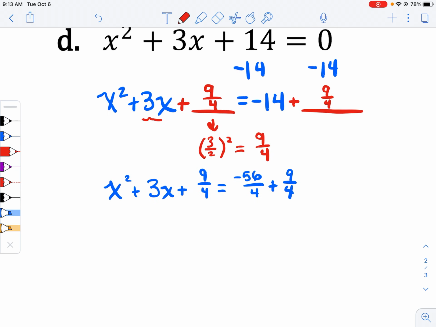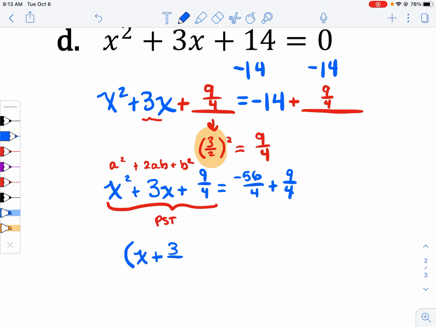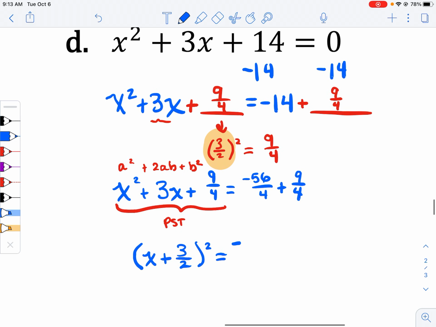So now a couple things. This is a perfect square trinomial. It's again in that positive form. It's a squared plus 2ab plus b squared. So this will factor to be x plus, and now here it's really nice to have this step because it's just that number. 3 over 2 squared equals -56 plus 9, which is -47 over 4.